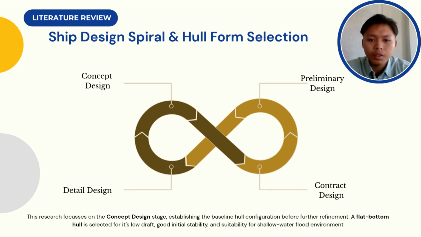Moving to the literature review, this slide discusses the design approach and hull form selection. The ship design spiral is a well-established methodology in naval architecture. It consists of four major stages: concept design, preliminary design, contract design, and detailed design. The design process is iterative, meaning the designer continuously improves the design based on the performance evaluations.